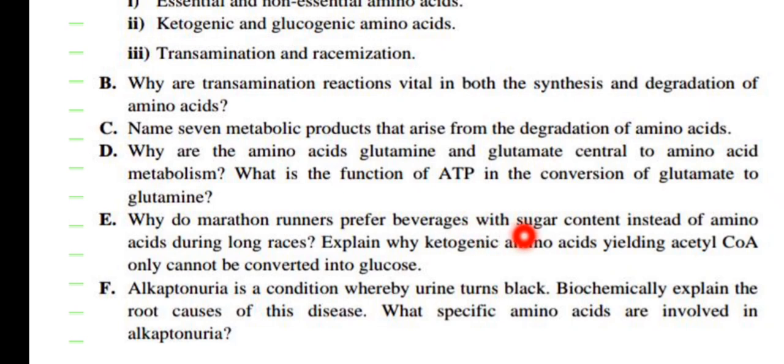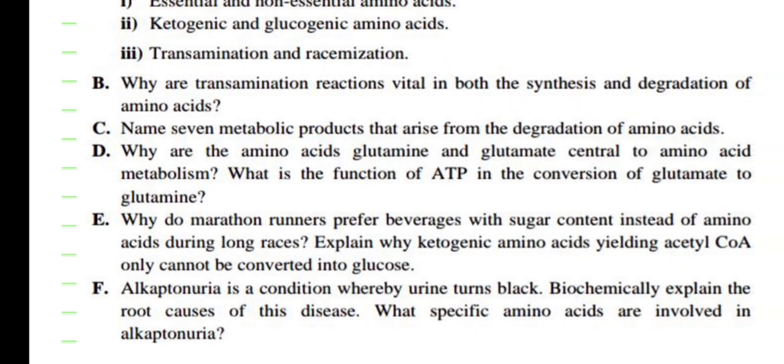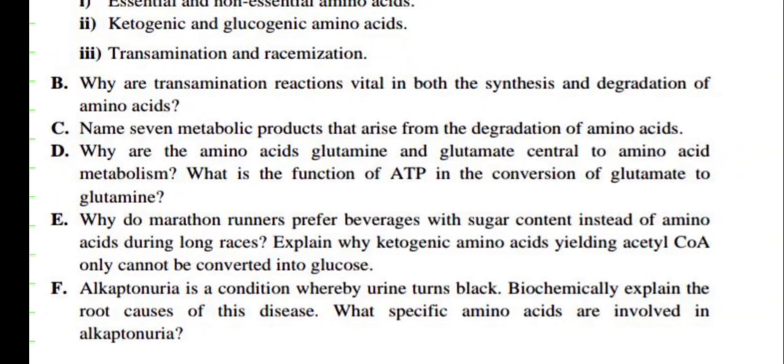Now, explain the other part. Explain why ketogenic amino acids yielding acetyl-CoA only cannot be converted into glucose. Remember, we said amino acids have got ketogenic and glucogenic. Talking about ketogenic, there are those types of amino acids that can be used to form what? Ketone bodies. For example, we've got acetone, acetoacetate, and beta-hydroxybutyrate.